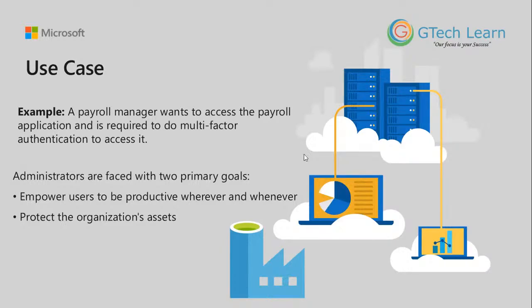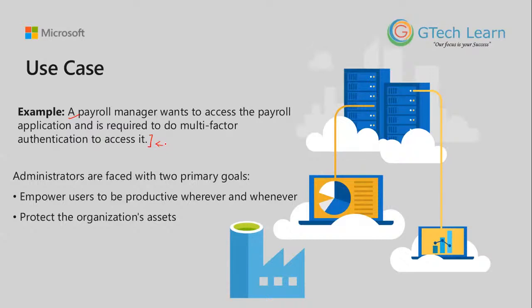Here on the screen, you can see one example: a payroll manager wants to access the payroll application, and multi-factor authentication is required to access it. So if any payroll manager wants to access the payroll application, multi-factor authentication is required for that specific application. To meet that goal, we need to apply a conditional access policy. So what is the primary goal for administrators, why are they implementing conditional access policy?